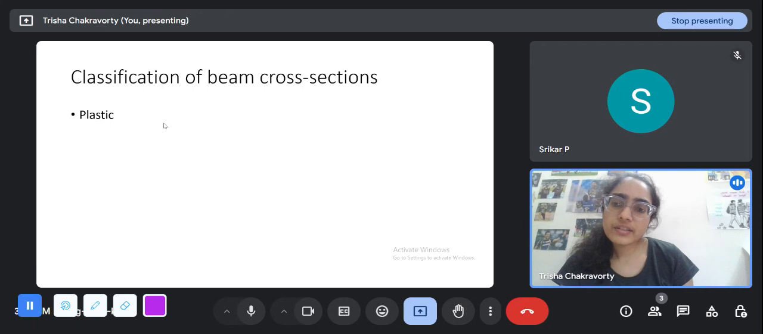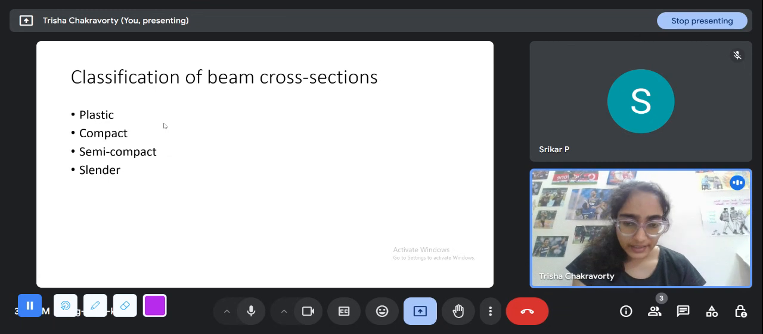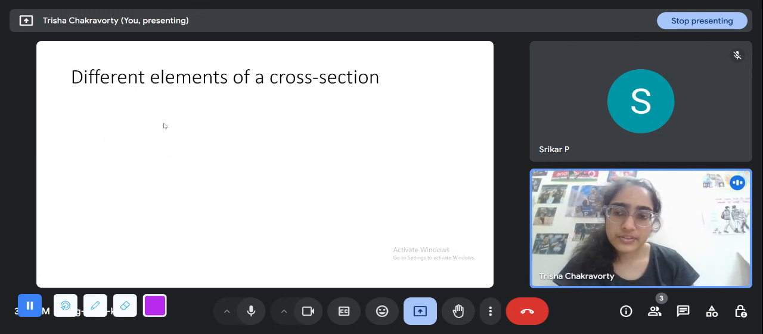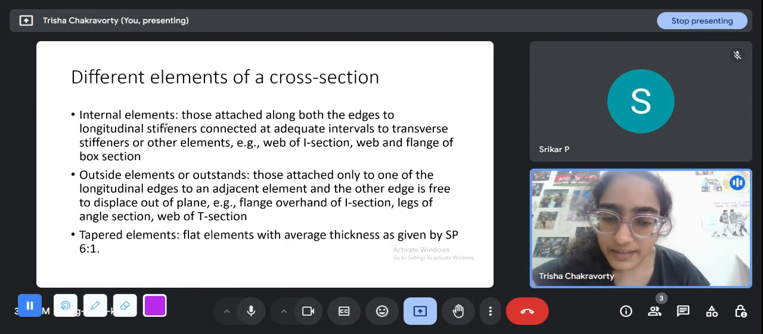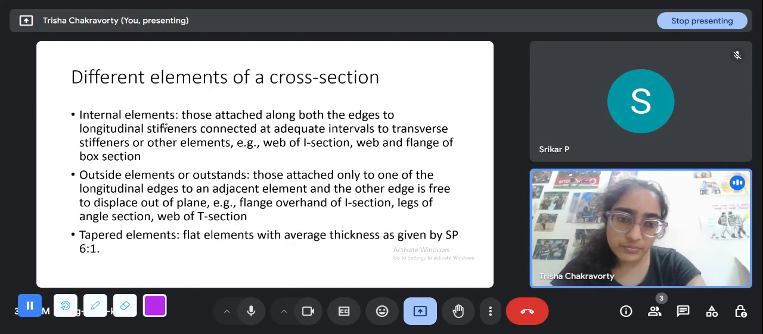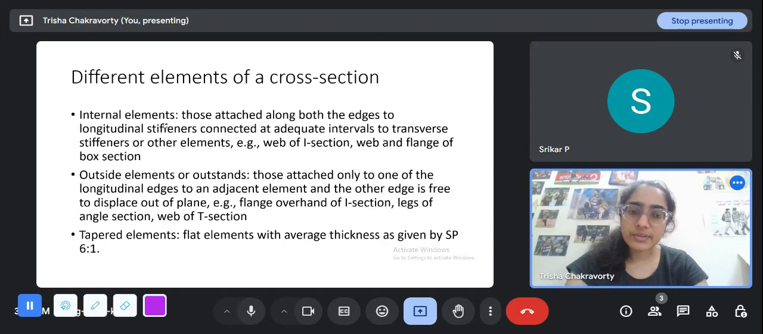Classification of beam cross sections: plastic, compact, semi-compact, and slender. These are encountered while designing in the code. Different elements of a cross section: the internal elements, outside elements or outstands, and the tapered elements. The internal elements are those attached along both edges to longitudinal stiffeners connected at adequate intervals, to transverse stiffeners or other elements. This mainly includes the web of I section, and the web and flange of box section.